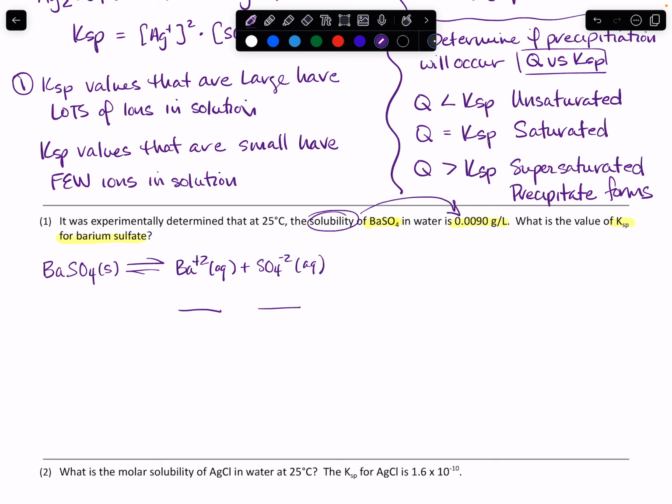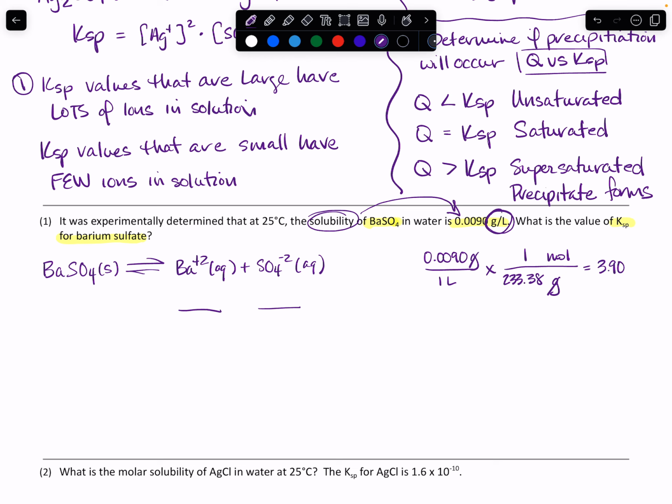So the first thing we need to do is convert. We've got to go from grams per liter to moles per liter. The only way to get from grams to moles that I know of is molar mass. So I'm going to have 0.090 grams per 1 liter. And then over here, I'm going to put the gram down here and the mole up here, and that is my molar mass. So I'm going to calculate the molar mass of barium sulfate, and then I'm going to say that 1 mole of that substance equals that mass, which is 233.38 grams. So that's going to let me cancel my grams and leave me with moles per liter, which is my molarity.